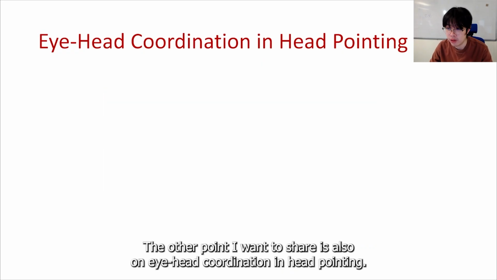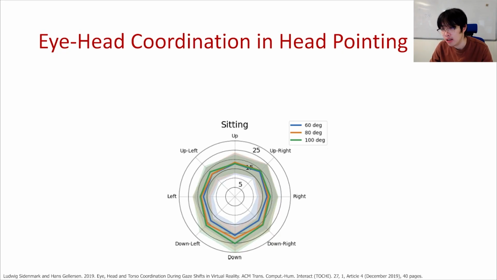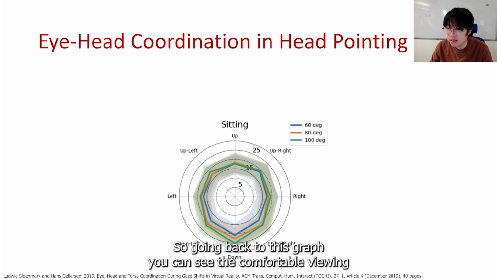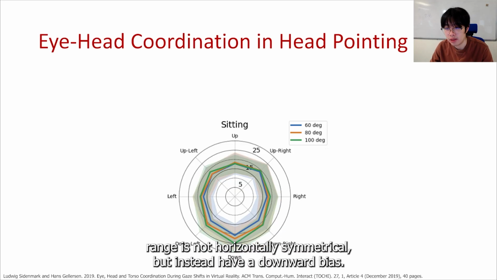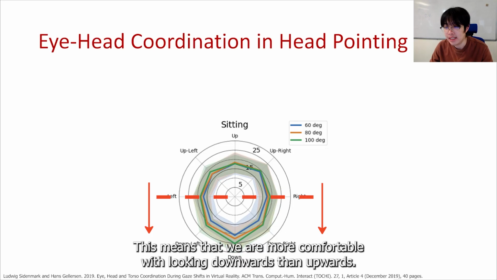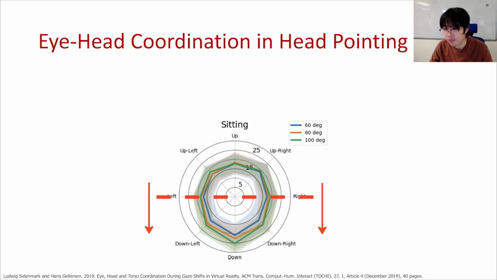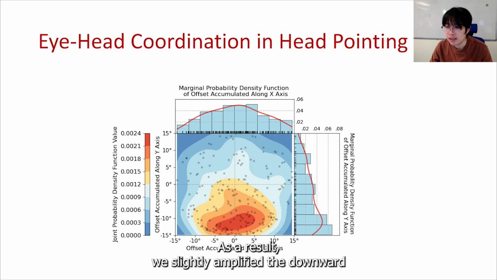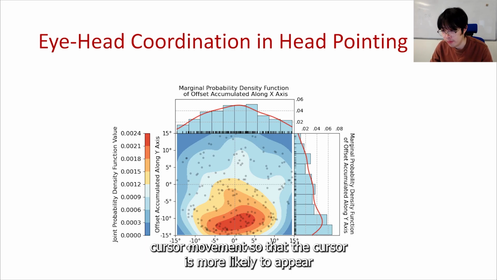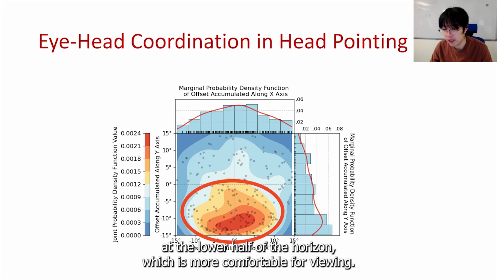The other point I want to share is also on eye-head coordination in head pointing. Going back to this graph, you can see the comfortable viewing range is not vertically symmetrical, but instead has a downward bias. This means that we are more comfortable looking downwards than upwards. As a result, we slightly amplified the downward cursor movement so that the cursor is more likely to appear in the lower half of the horizon, which is more comfortable for viewing.